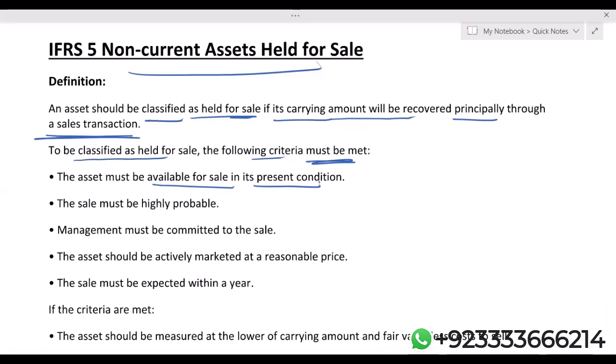But if your company says that we cannot sell the machine right now, because right now this property, plant and equipment is busy fulfilling the contract of a customer, and we will sell it to you after 6 months, after 8 months, then IFRS 5 is not applicable on this property, plant and equipment because your asset is not saleable in its present condition.